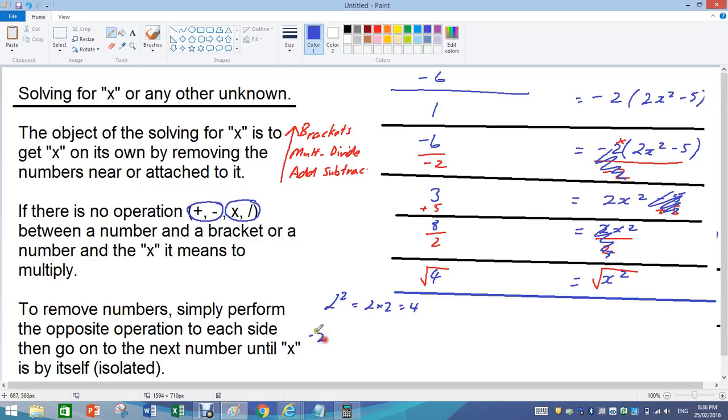But also, negative 2 squared means negative 2 times negative 2. And because we're multiplying two negative numbers, you get a positive answer. So that's 4 too. So actually, when you square root a number, there's always 2 answers. There's the plus and the minus version of the answer. So here we go. The square root of x squared is x, because we undo squareds with square roots. And the square root of 4 is 2 or minus 2. So because 2 squared is 4 and minus 2 squared is also 4.